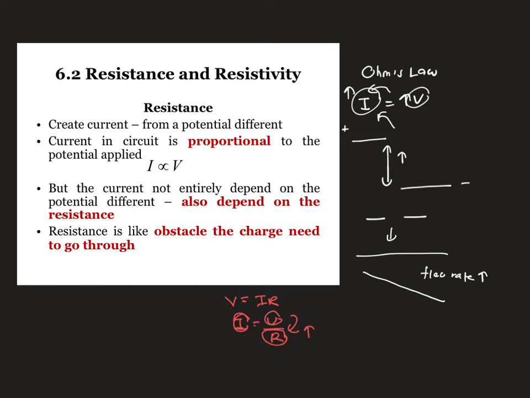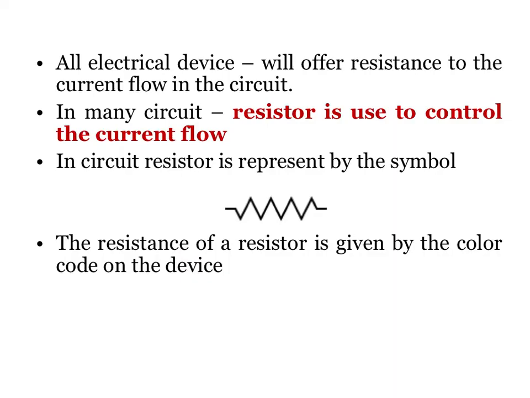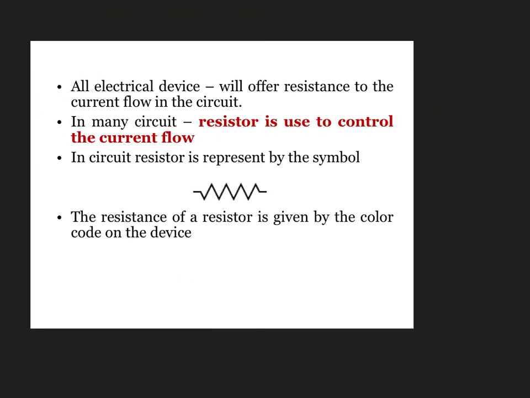The thing you need to understand here is that, when it comes to Ohm's law, the current is directly proportional to the voltage and inversely proportional to the resistance. The resistance is represented by this kind of symbol, which you are going to see a lot in circuits.